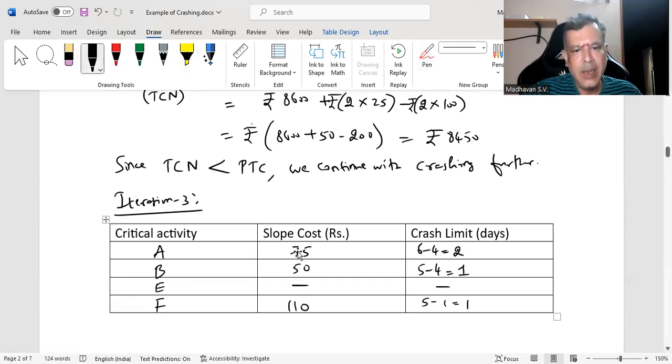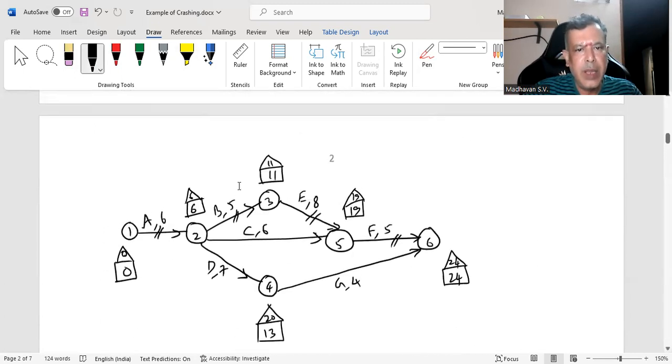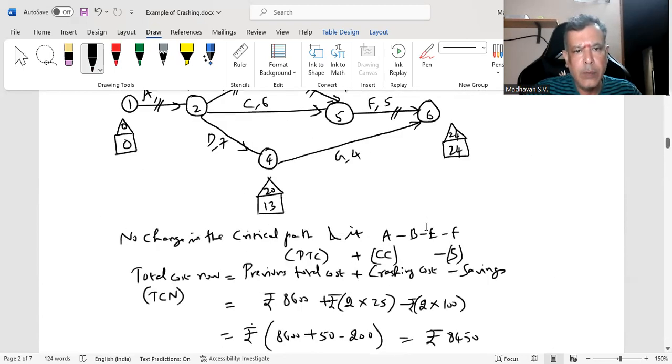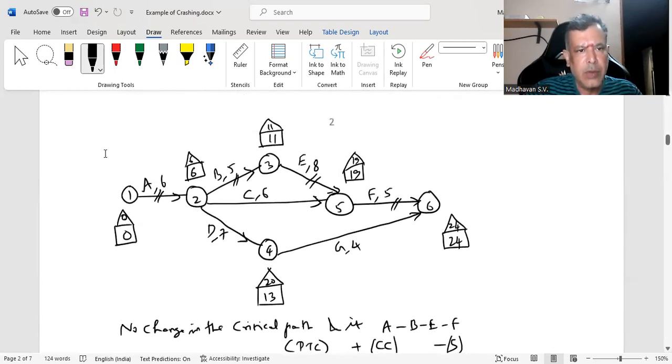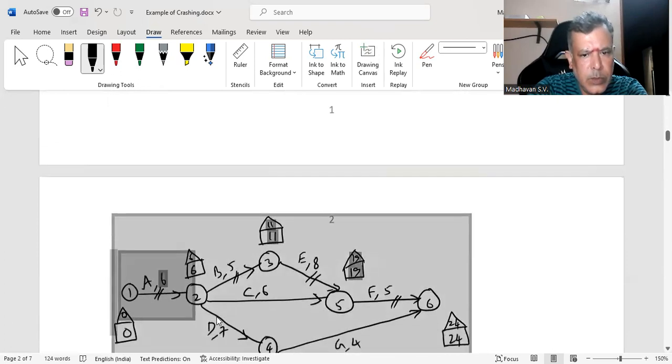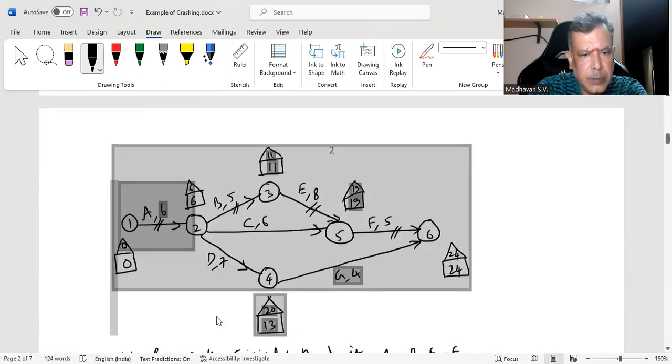So now among these remaining slope costs, that is 75, 50, 110, the least is 50. So I'll put a star over there now. And you have a crashing limit of only 1 day. Means you can reduce this activity B from 5 to 4 days and see what happens to the cost. Means what happens overall. That is what you try to do. Let me copy this. Then I will modify.